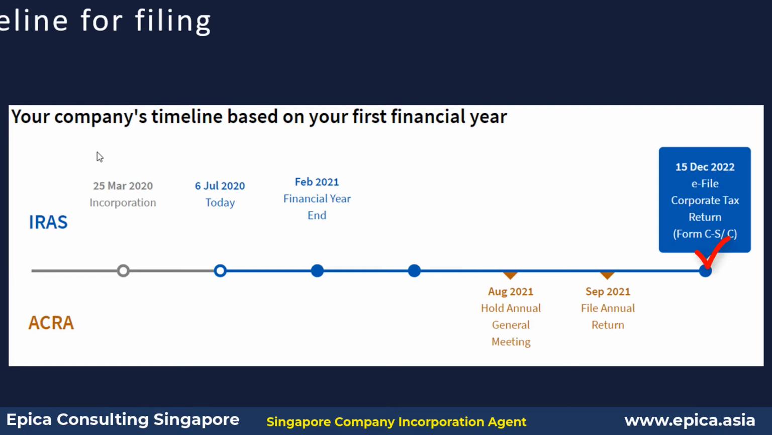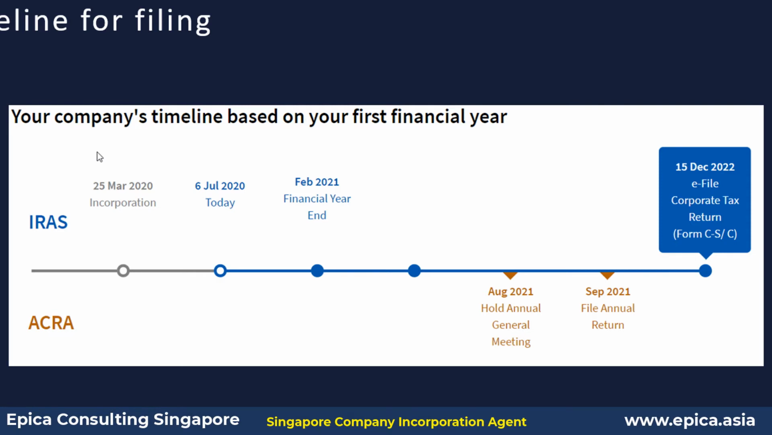So the due date for the corporate tax filing in this case is 15th December 2022. Yes, there is almost a 2 year gap in between, because the rule is, in the year in which your financial year ends, the next year 15th of December is the time limit by which you have to file the corporate tax return.